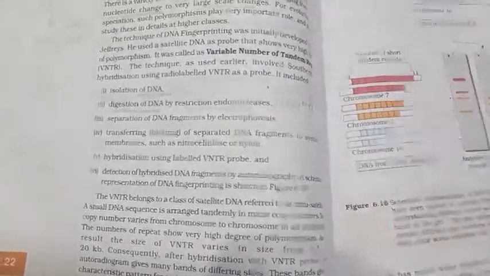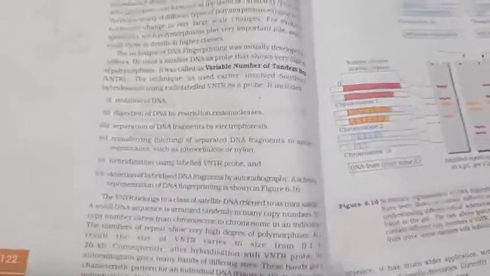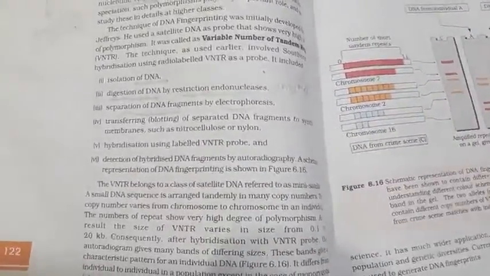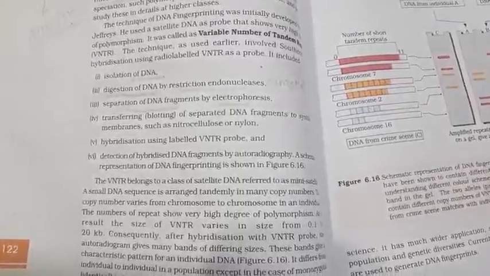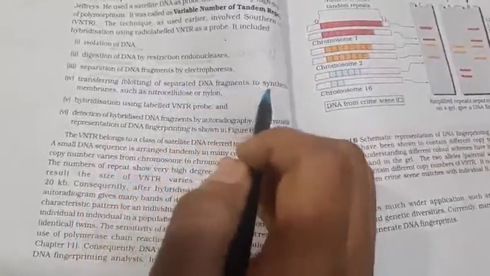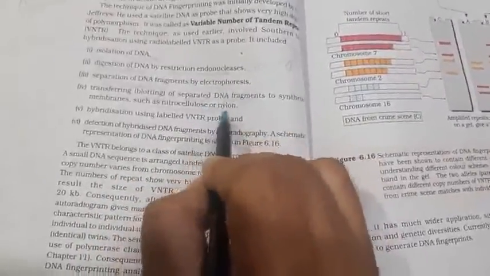Third point, separating the DNA fragments using the instrument for electrophoresis. Electrophoresis means separating the DNA of different people. Fourth point, transferring by blotting the separated DNA fragments to synthetic membranes such as nitrocellulose or nylon paper.